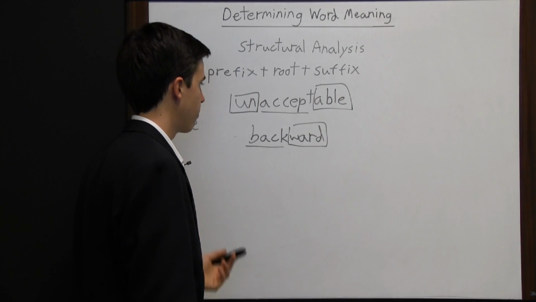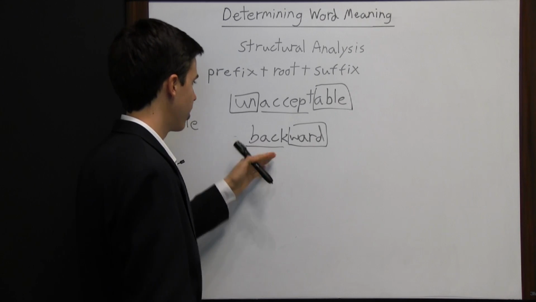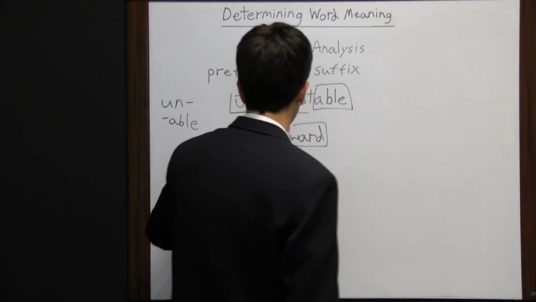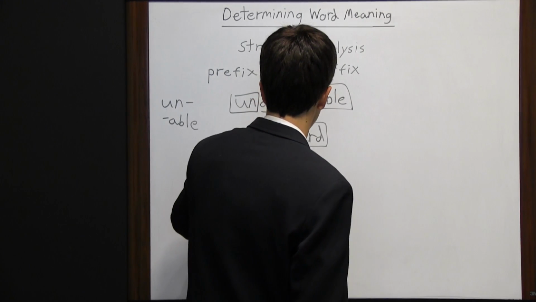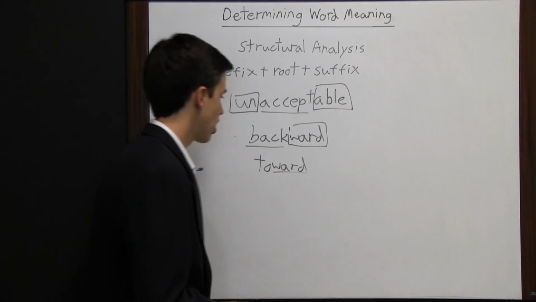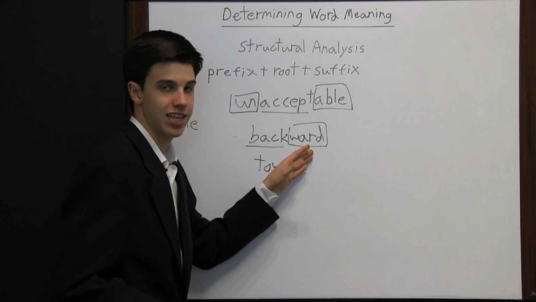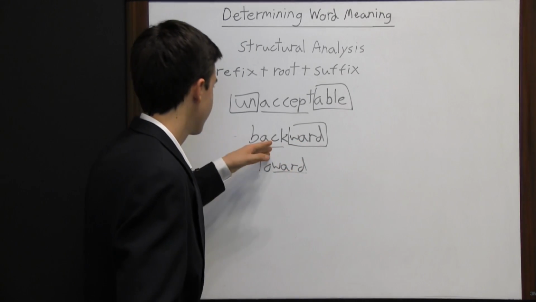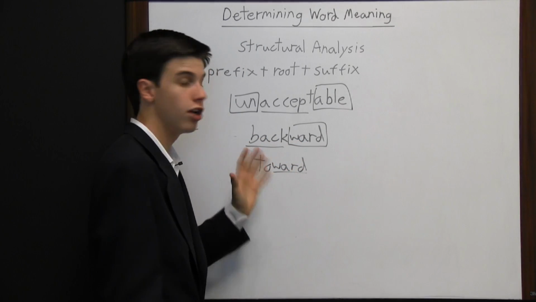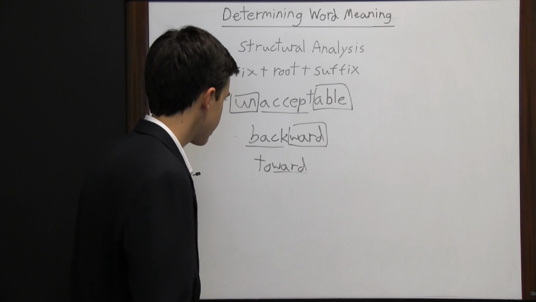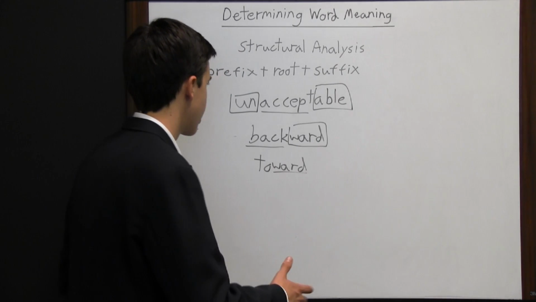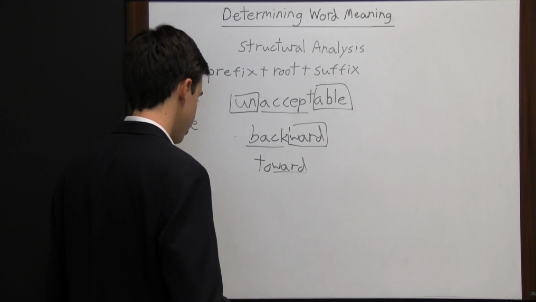So say you didn't know what backward meant, but you knew what the root word meant. You knew what back meant. But you remember the word toward, which also has the same suffix. And you know that means going somewhere. So you could get an idea that this suffix has something to do with direction. So since you see the root word back, you know it means going back to. And so that's another example of how to use the prefix or the suffix to determine the meaning of the word.